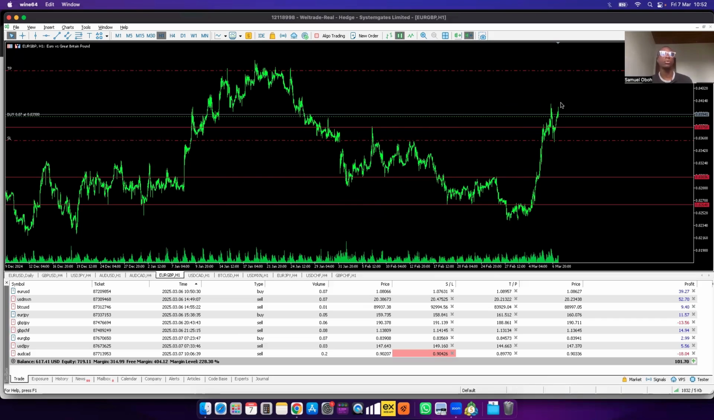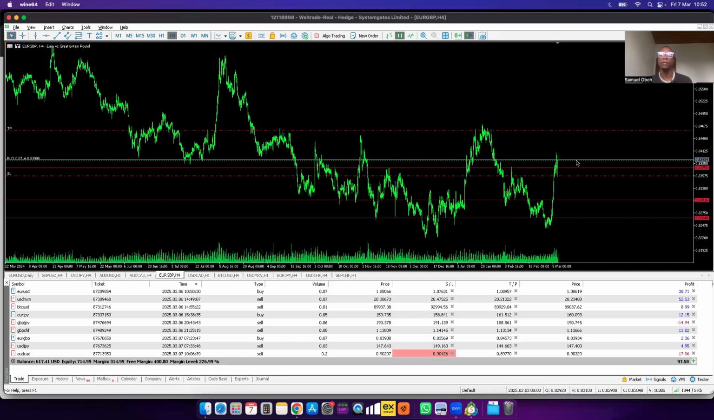I think this stop is too wide. Looking at it, I think it's too wide. I could have made it a little bit closer, maybe somewhere here. But let's see. This is a 1 hour time frame, so I don't think it's bad. If we look at it from the 4 hour time frame, it's not that bad. It could have been closer, but let's just see how it goes.